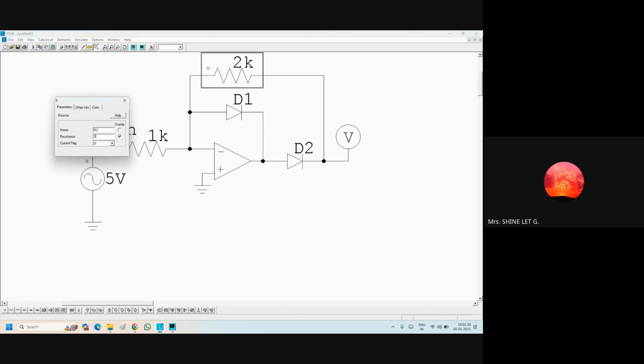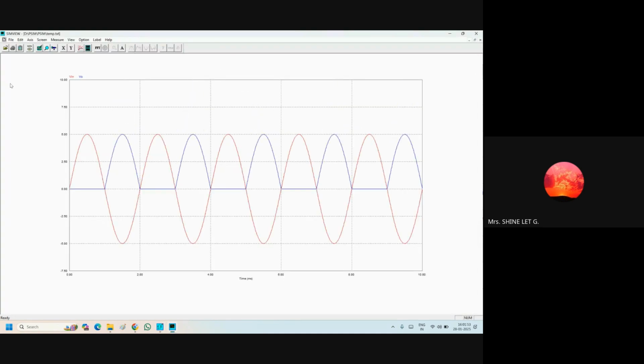I'll give both the same, 1K, then we will run the simulation. If both are the same, there won't be any amplification. If Rf is greater than R1, there is amplification. If Rf is less than R1, then the amplitude will be reduced. So in the previous case it was amplified. Here, no amplification, so both the resistors are the same.